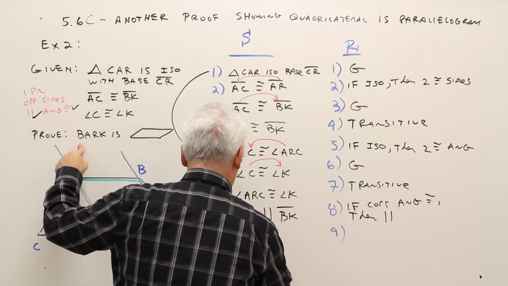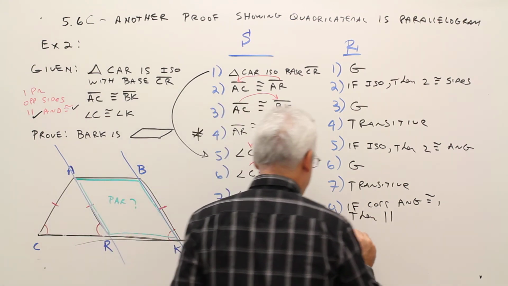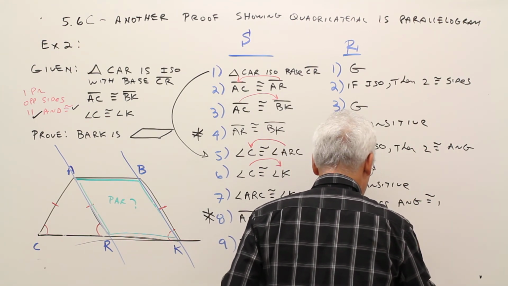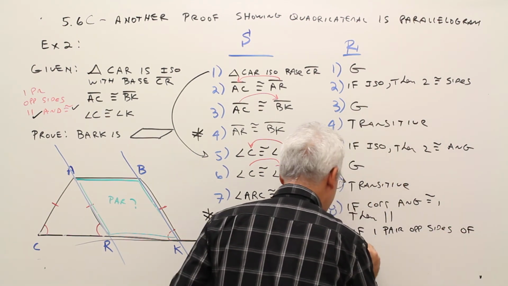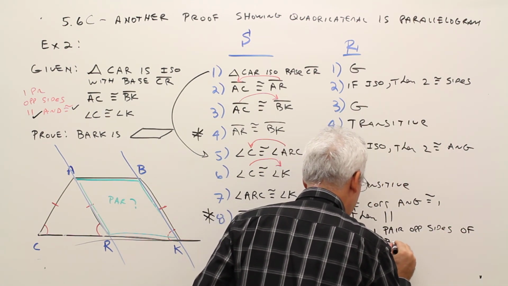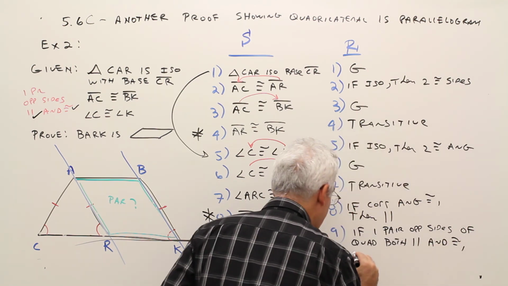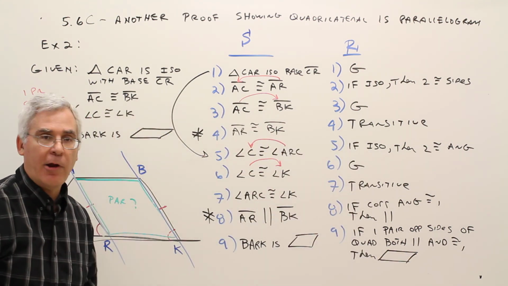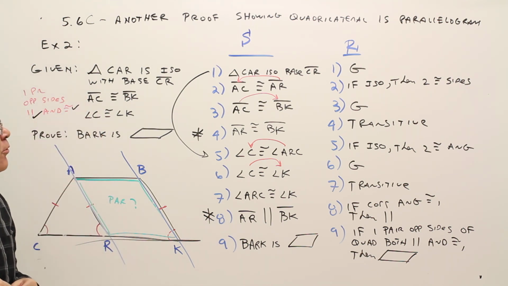So BARK is a parallelogram if one pair of opposite sides of a quadrilateral are both parallel and congruent, then, gosh darn it, we're a parallelogram. Whew, that was another tough one. So there you have it. Another proof showing that a quadrilateral is a parallelogram.